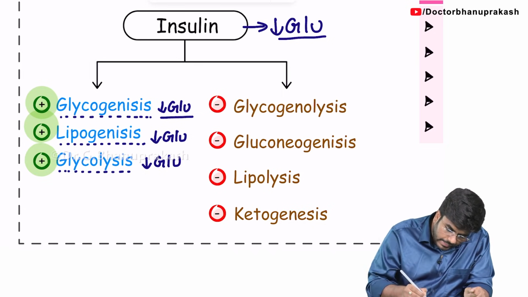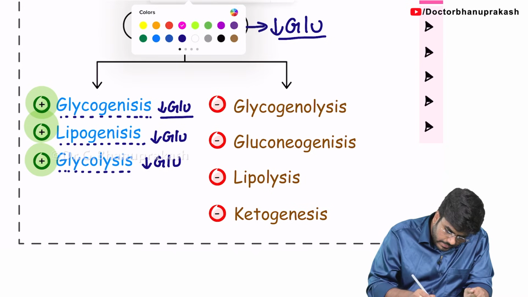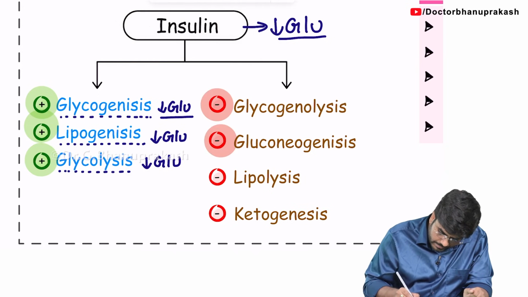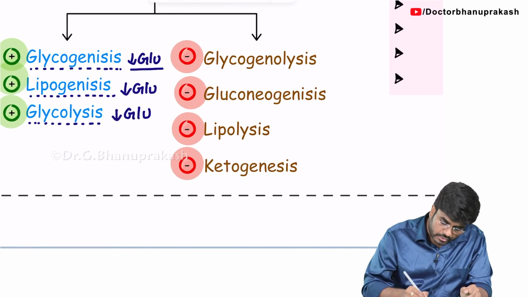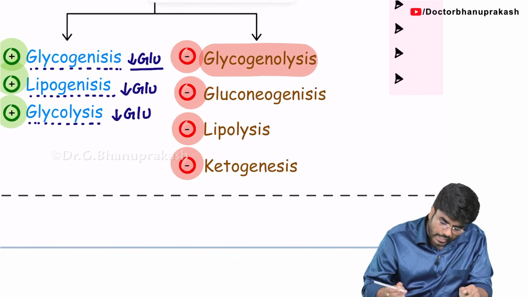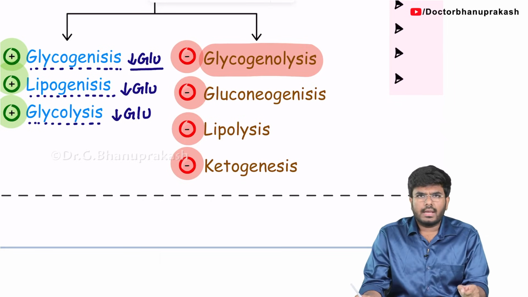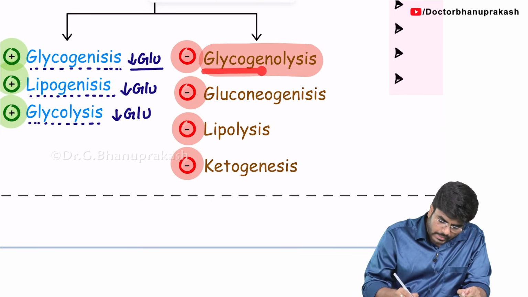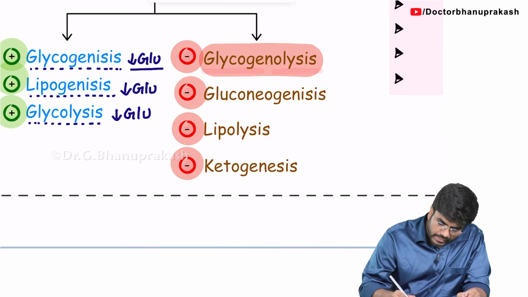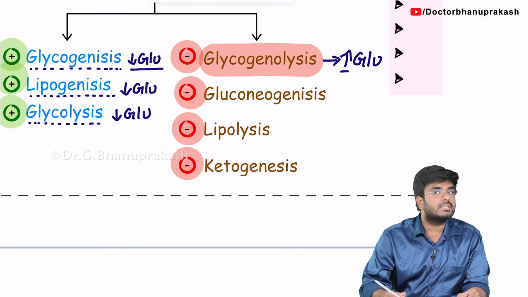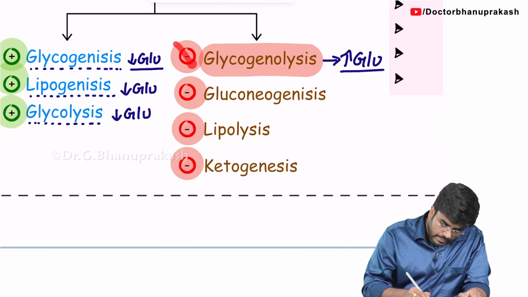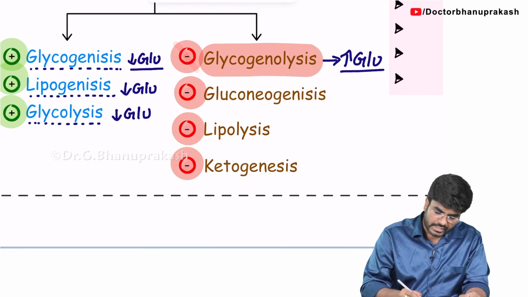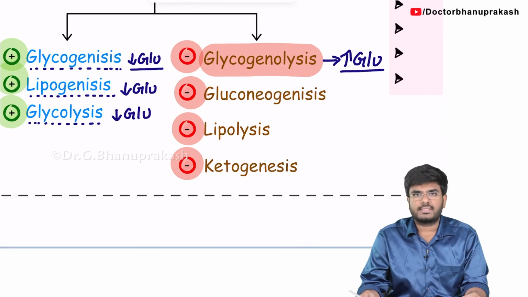Now, exactly the opposite, use the same logic. Insulin is inhibiting certain reactions. Which reactions? For example, insulin inhibits glycogenolysis. In the name itself, it is glycogen breakdown. Whenever glycogen is breaking down, it can increase the blood sugar levels. No, we don't want that, especially insulin doesn't want that. So insulin inhibits glycogenolysis.